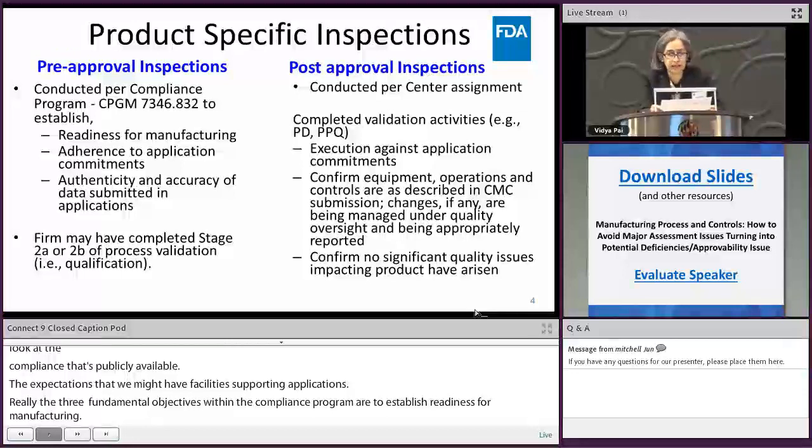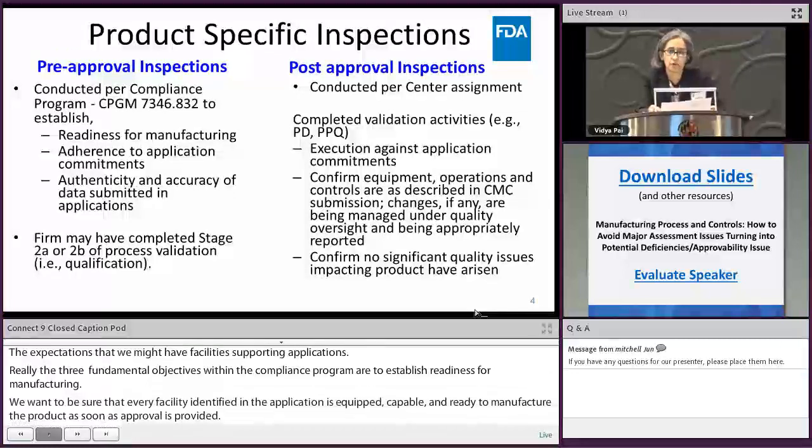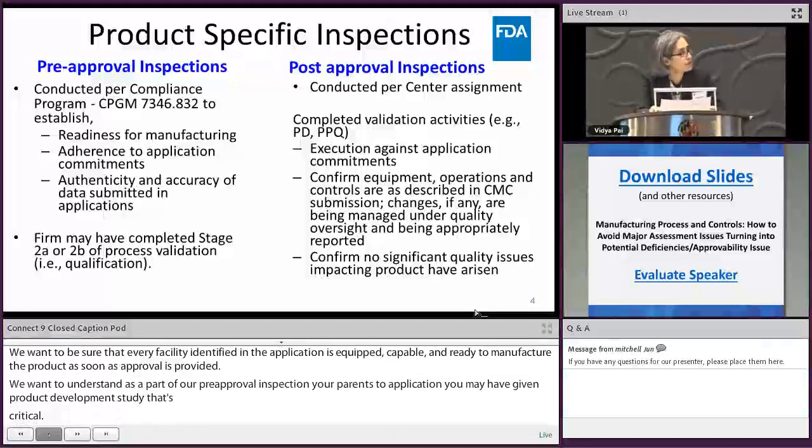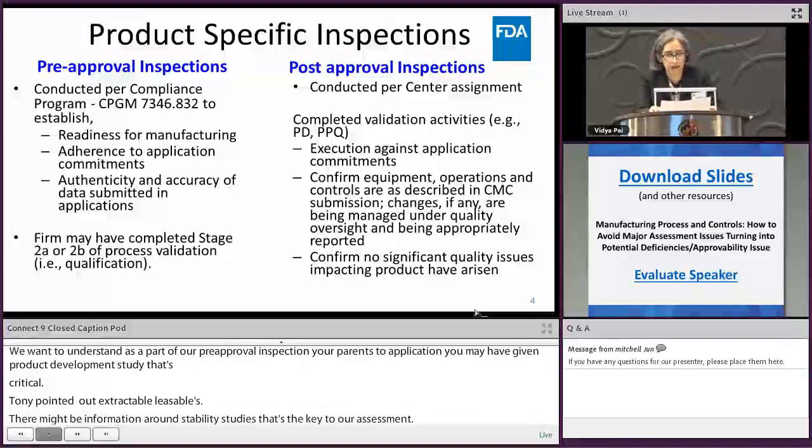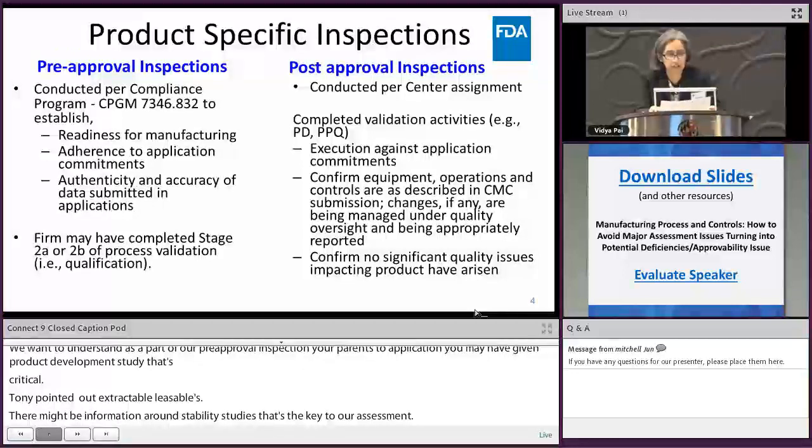We want to understand also, as part of our pre-approval inspection, your adherence to application information. For example, you may have given us product development studies that are critical. Tony pointed out there were concerns around extractables and leachables. There might be information around stability studies that is key to our assessment. We want to be able to review that data on site. Finally, we want to confirm that the data in the application is authentic and accurate to support our review.